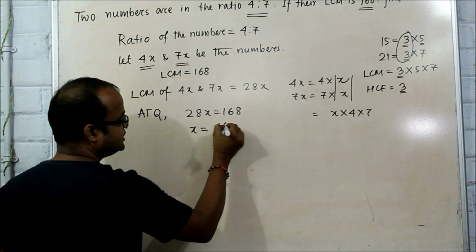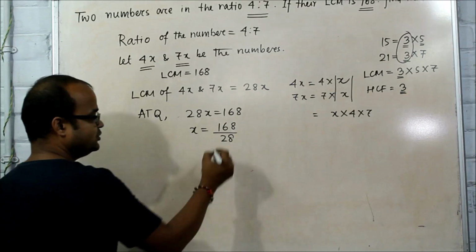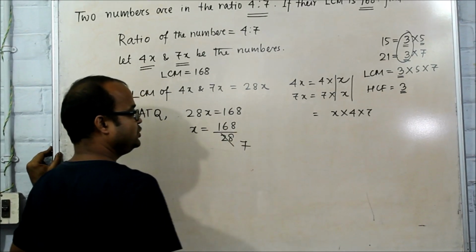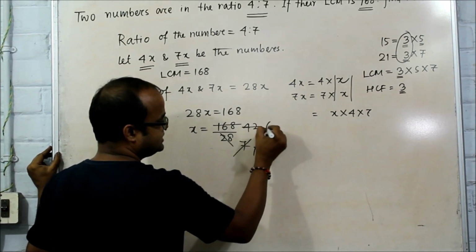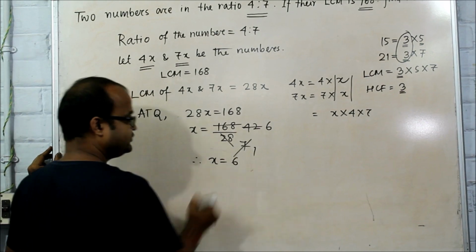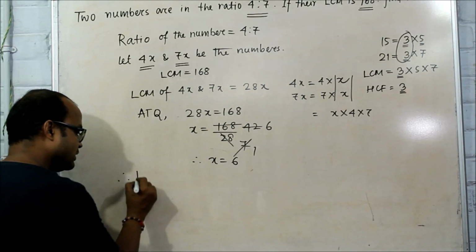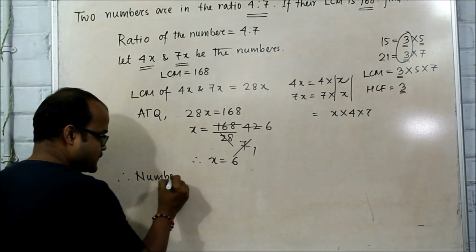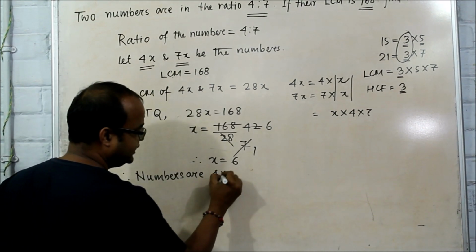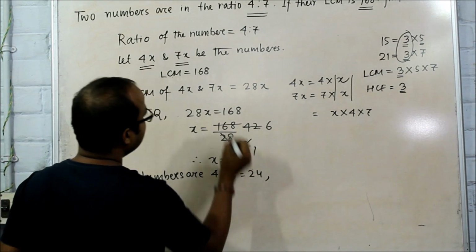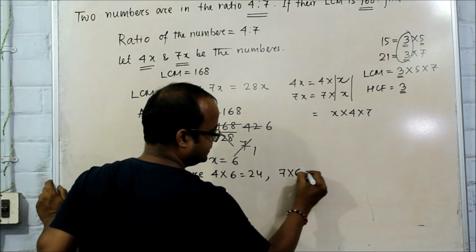Therefore x is equal to 168 by 28. You can cancel with 4: 4 into 7 is 28, 4 by 4 is 1, 168 by 4 is 42, so 42 by 7 is 6. Therefore x is equal to 6. So if x is equal to 6, the numbers are 4x, which is 4 into 6, 24, and 7x, which is 7 into 6, 42.